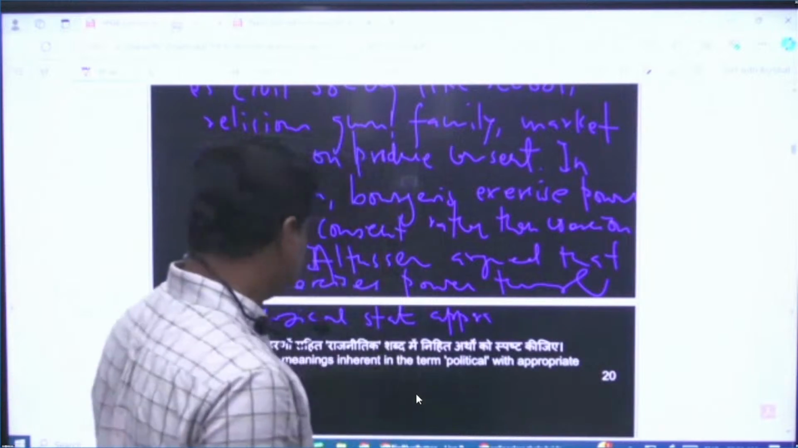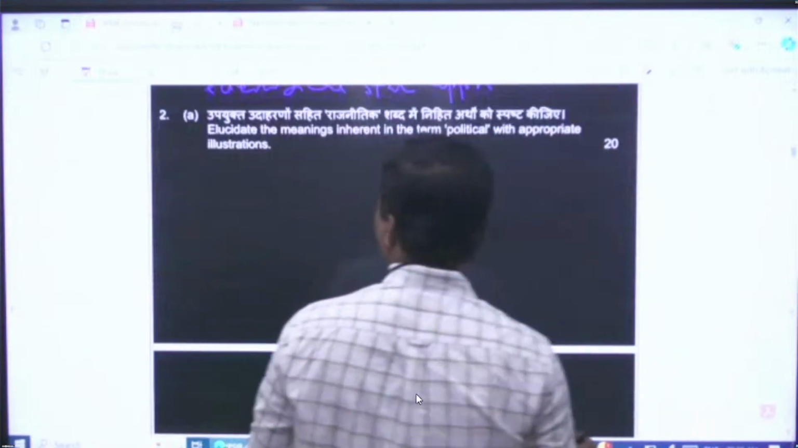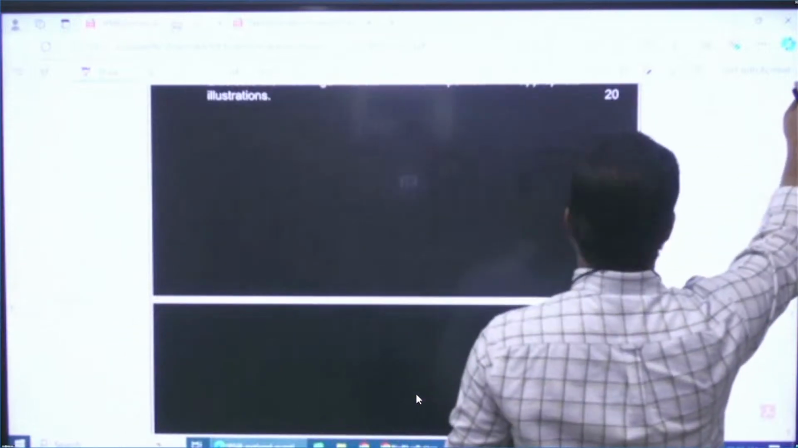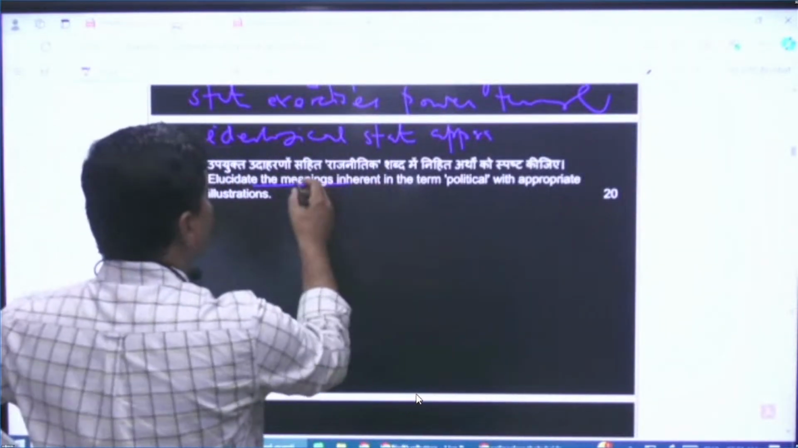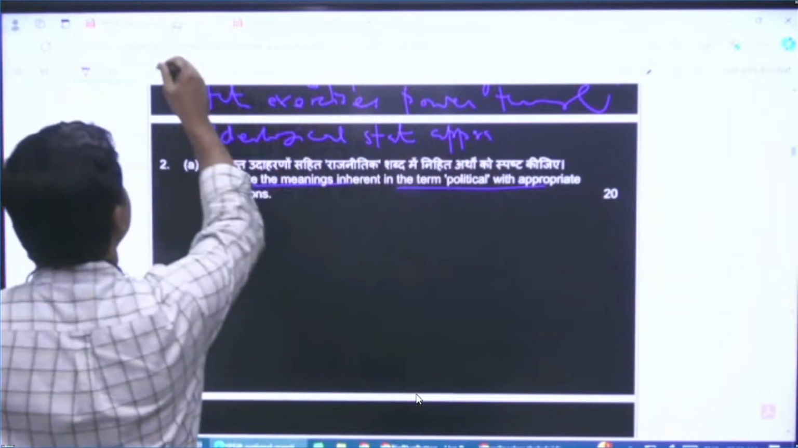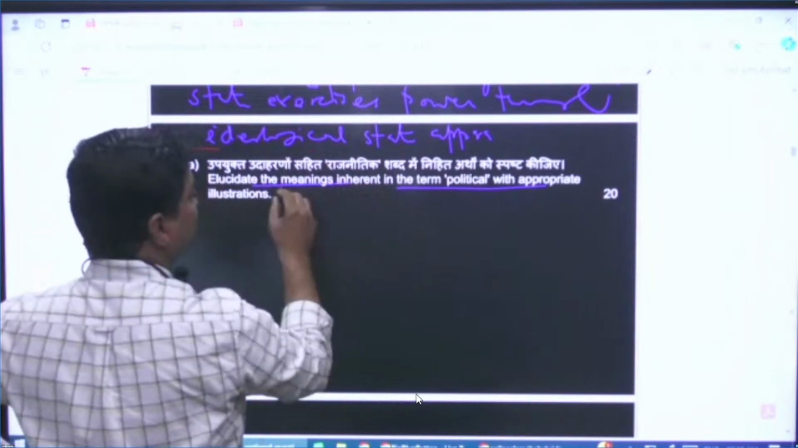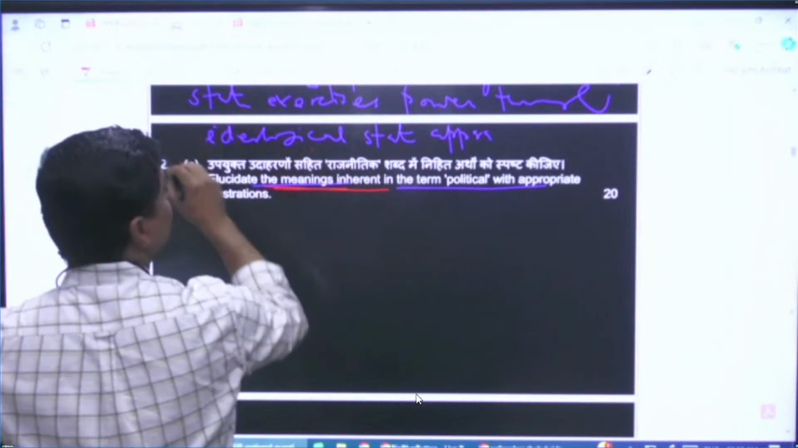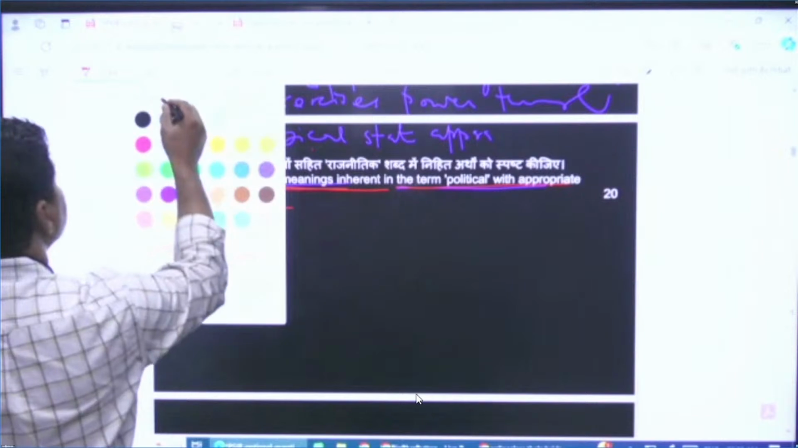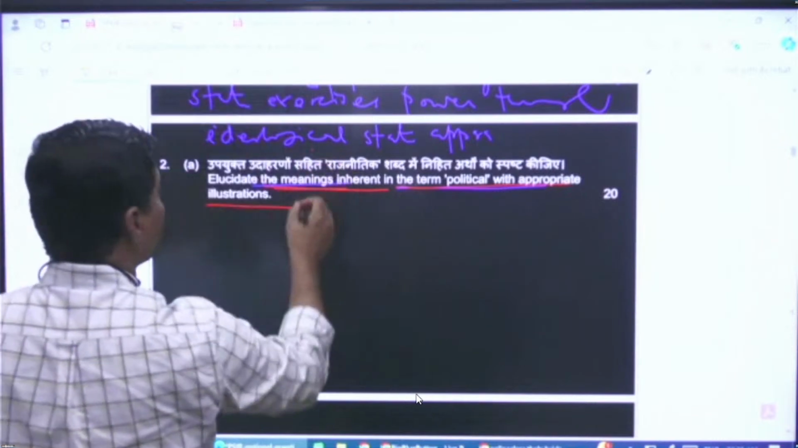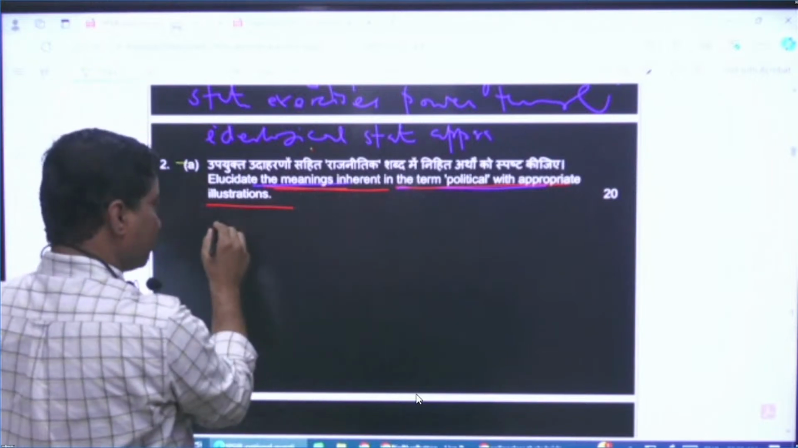Now let me move to the next question, second A. We have limited time, so we have to finish it. Elucidate the meaning inherent in the term political, with appropriate illustration. Let me change the pen. Now, you have to start with the word political in the introduction.